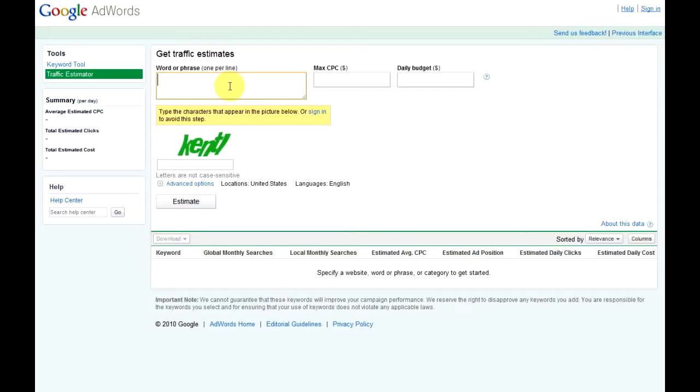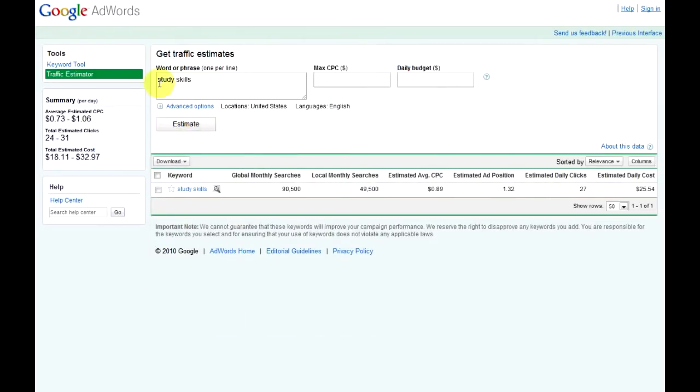So in this particular case, I want to look for study skills. And the reason I'm going to look for study skills, let me type that in real quick, is because I'm developing a study skills course. So let's type in study skills. We're going to look and see exactly here. This is just a little thing to make sure that's not a robot coming around looking for stuff, but this proves I'm human. And we're going to estimate what study skills will bring.